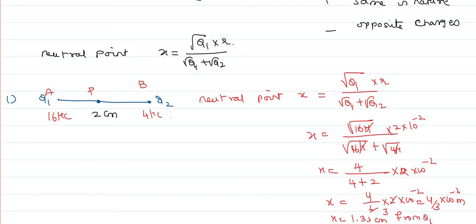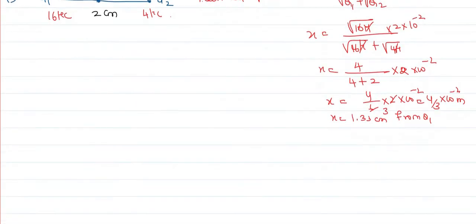from Q1. Remember, whenever you are writing this formula, this distance will always be from Q1, because Q1 we are considering. That's why Q1 is in the numerator. So that point you should not forget. Okay, so this is one example I have shown.